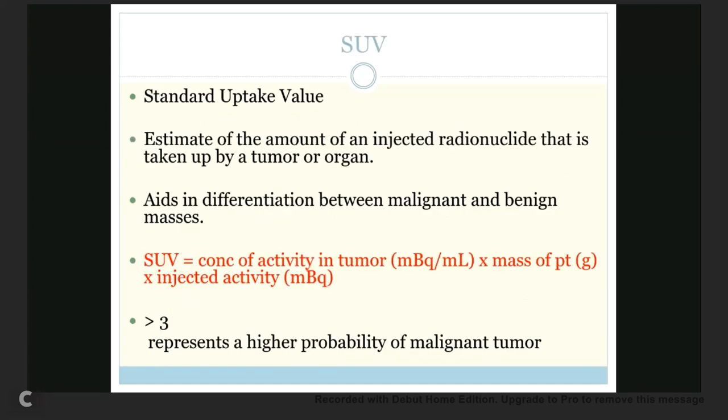Right, so the SUV value, which is the standard uptake value, estimates the amount of the injected radionuclide that is taken up by the tumor or the organ. It aids in differentiating between a malignant and a benign mass. Okay, so the SUV calculation would be the concentration of activity in the tumor times the mass of the patient divided by the injected amount of radioactivity that you've given to the patient. And if it's greater than 3, that means that it's a high probability of a malignant tumor.